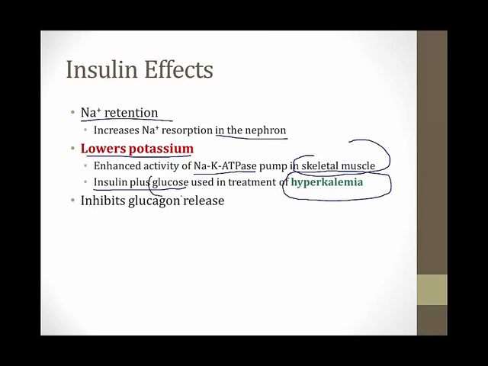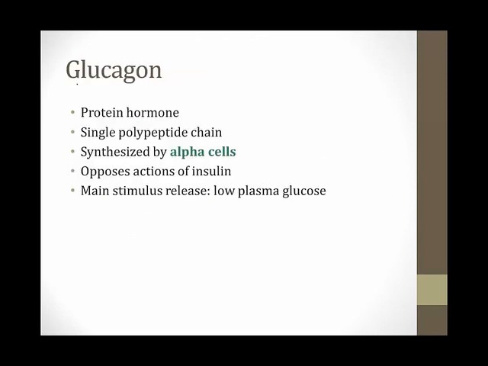You also administer glucose at the same time so that you don't accidentally make the patient hypoglycemic and cause a seizure. And then finally, insulin inhibits glucagon release. Glucagon is a counter hormone to insulin, so naturally insulin inhibits its release. So that's a nice segue into the pancreatic hormone glucagon. Let's talk about glucagon now.